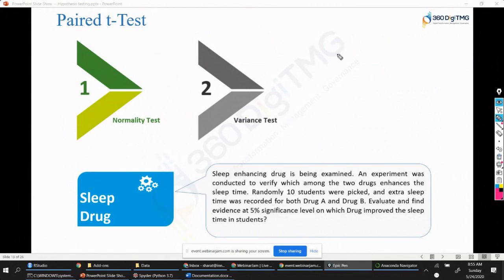And what we have done here is we have taken 10 students or 10 volunteers. And for these 10 volunteers, drug A was given. And their extra sleep was captured. First, second, third, fourth, so on and so forth. For the 10 volunteers, what was the additional time that they slept? Similarly, for the same set of 10 volunteers, drug B was given and then the extra sleep was captured.